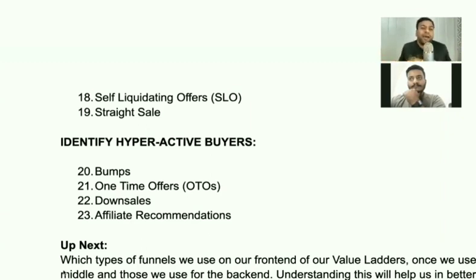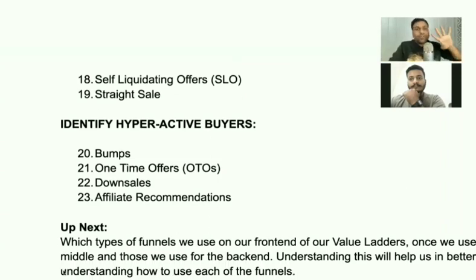This is hyperactive buyers. So you can offer as much as you want as soon as they make their complete purchase. So, four elements for hyperactive buyers. Number one, bumps. So what is actually a bump? A bump is actually nothing.